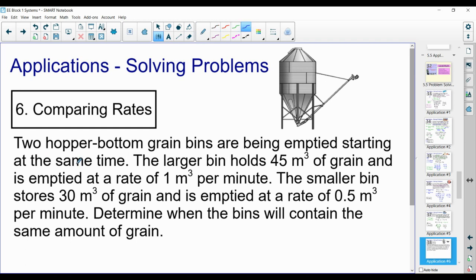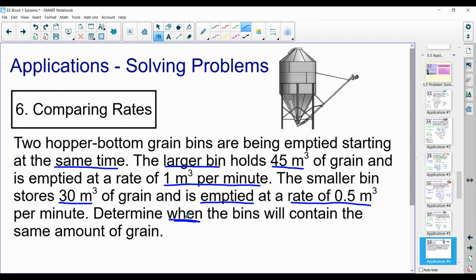It says that 2 hopper bottom grain bins are being emptied starting at the same time. The larger bin holds 45 meters cubed of grain and is emptied at a rate of 1 meter cubed per minute. Remember that rate often refers to slope. The smaller bin stores 30 meters cubed of grain and is emptied at a rate of 0.5 meters cubed. And if it's being emptied, that means the volume is decreasing. And it says determine when the bins will contain the same amount of grain.